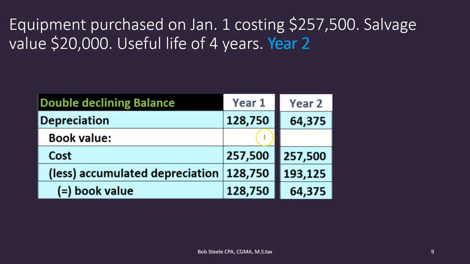If we compare that, here's year 1, and then now here's our year 2. So year 2 depreciation went way down, which is not what happens under straight line. That's what happens in double declining. We're front loading the depreciation in the first year, far less in the second year. Cost is still the same. Book value calculated by the cost less the accumulated depreciation. So the 257.5 minus the 193.125 gives us book value of 64,375.